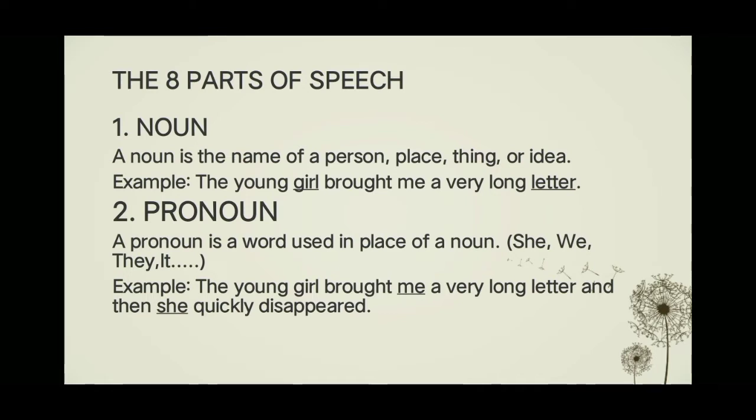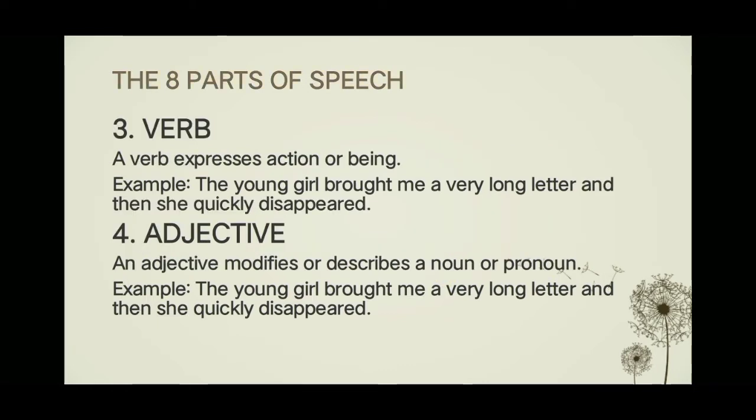Understanding the parts of speech is essential for determining the correct definition of a word when using the dictionary. So first is noun. A noun is the name of a person, place, thing, or idea. Second is pronoun. A pronoun is a word used in place of a noun. For example, she, we, they, it, and so on.